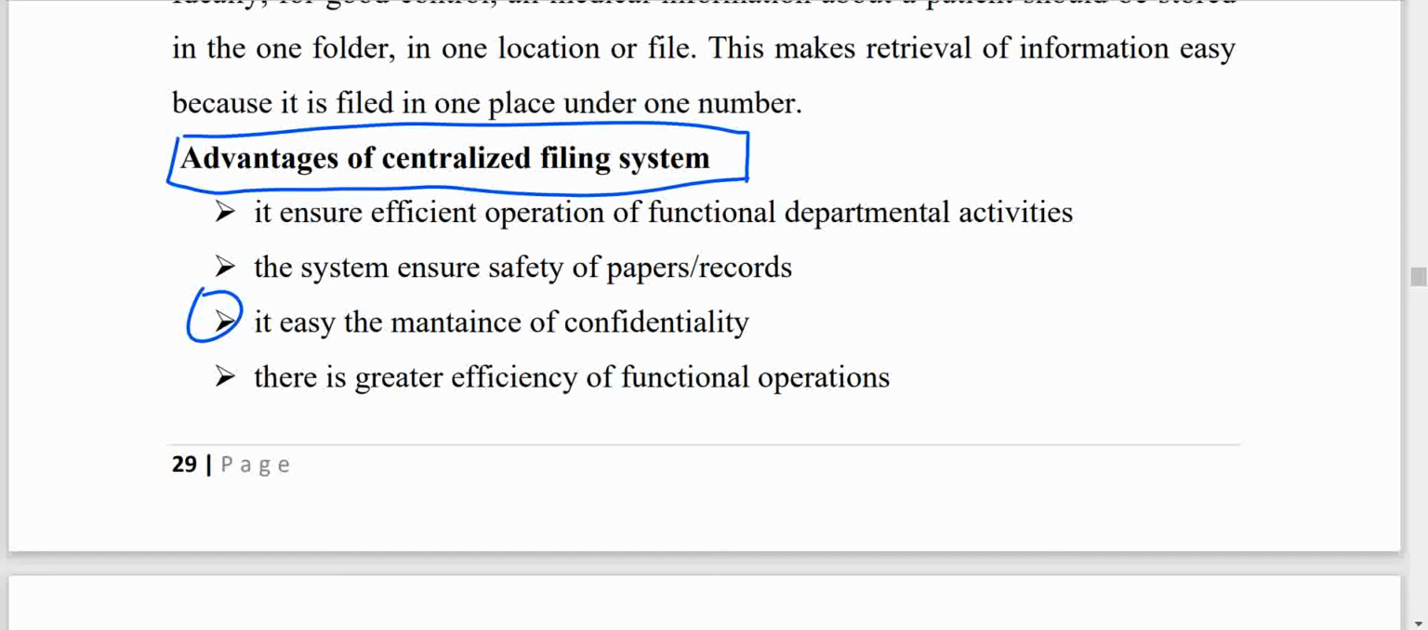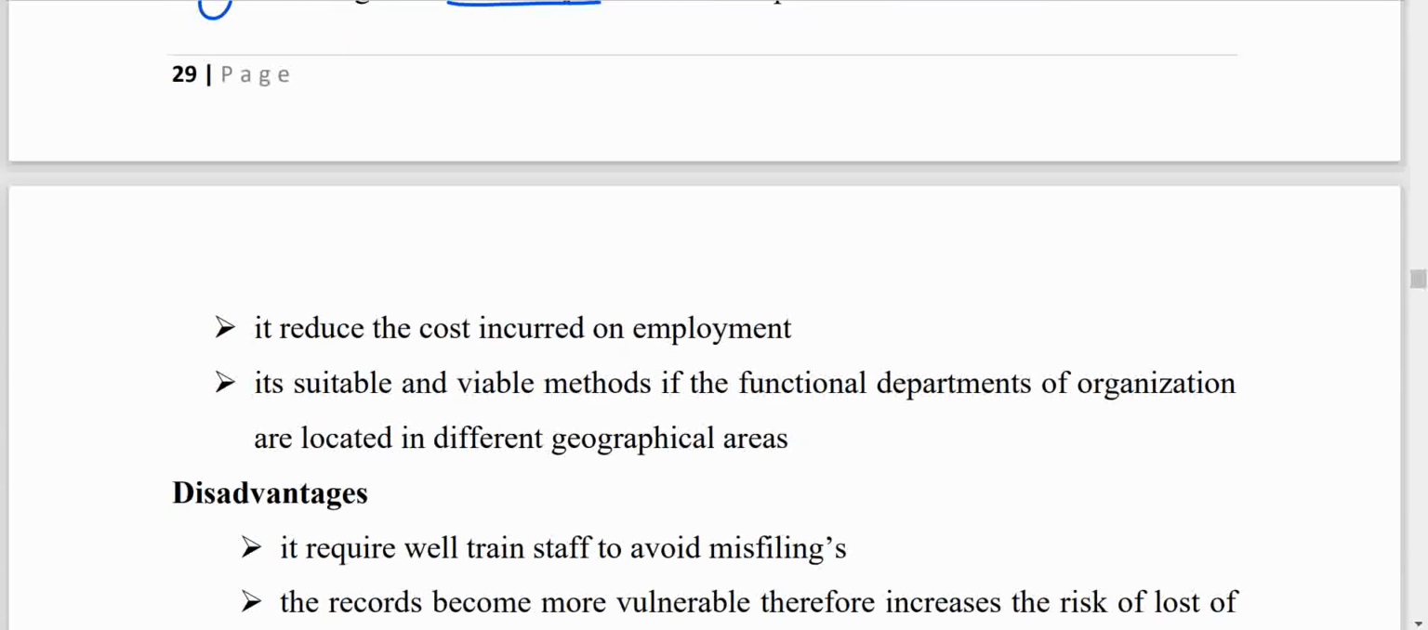Another thing is that there is a greater efficiency of functional operations. So we are not expecting any wasting of time, for example, because there will be easy accessibility of records in time as we need them, and probably it will ensure efficient service delivery at the facility as per the objectives of the medical record department.